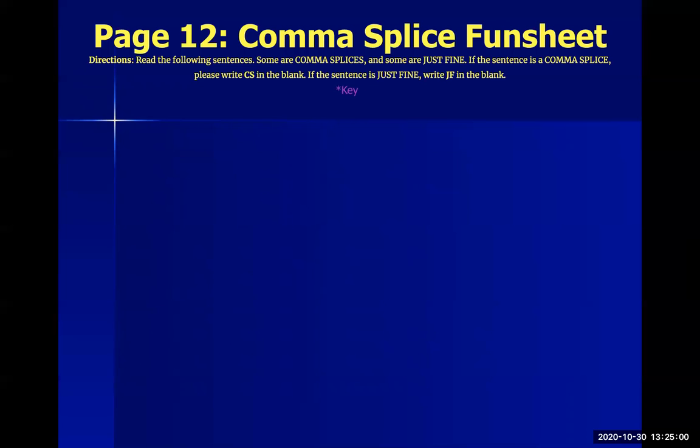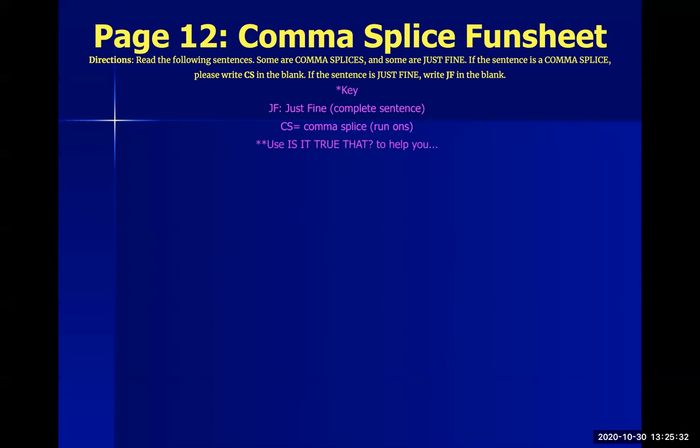So we're going to make ourselves a key again. So write this somewhere on your paper, top, bottom, fit it somewhere. I don't care where, as long as it's on your paper. If your answer is a JF, it means it's just fine. It's a complete sentence. Or your other answer option is CS, meaning comma splice, which means it's a run-on and it's not a complete sentence. Okay, so fit that somewhere. And let's do the first 2 together.